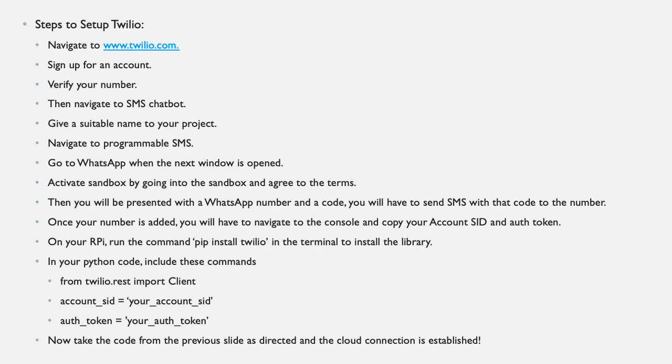Once the library is installed, in your Python code, in your coin detection code, you have to first include the library. So you have to use this command: from twilio.rest import Client, and then you have to specify your account SID and your authentication token. You have to write the account SID and authentication token that you copied from the previous website. And then you have to take the code from the previous slide, and congrats, cloud connection is established.